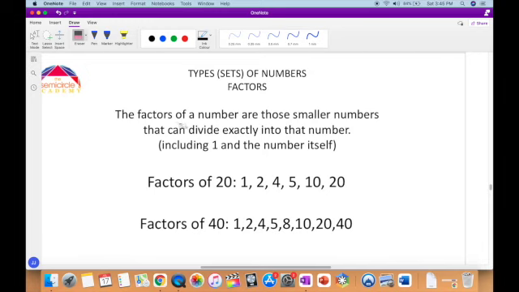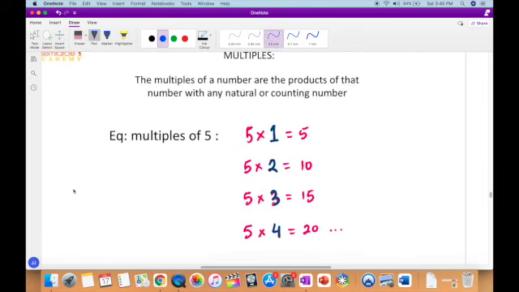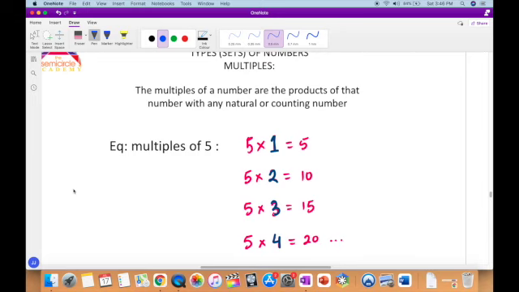So the factors of a number are those smaller numbers that can divide exactly into that number, including 1 and the number itself. So the factors of 20 are all of these, and the factors of 40 are all of these. Let me know when you're finished. The multiples of a number are the products of that number with any natural or counting number. So 5 times 1 is 5, 5 times 2 is 10, then 15, 20. The bigger ones are the multiples. Let me hear done it.